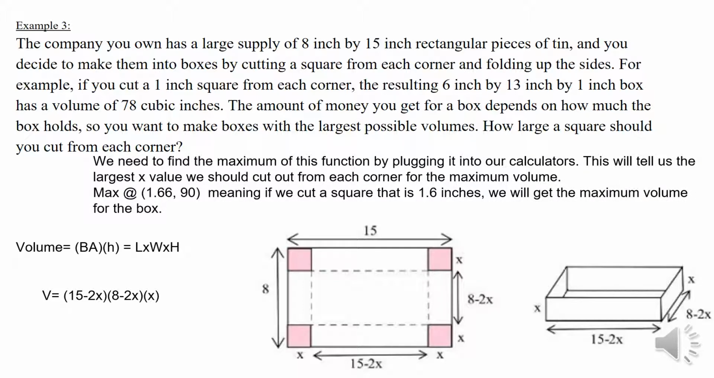To find the maximum, we'd have to plug it into our calculators, and it would tell us by graphing the largest x value that we can cut in order to get the maximum volume. So we're looking for the maximum of our graph. If you plug it in and calculate it by clicking second trace and doing the maximum measurements, you get a maximum at 1.66, meaning that if you cut 1.6 inches from all of the sides, you would get a maximum volume of 90 inches cubed.